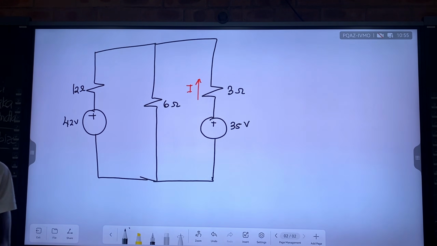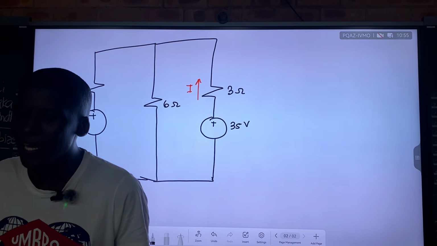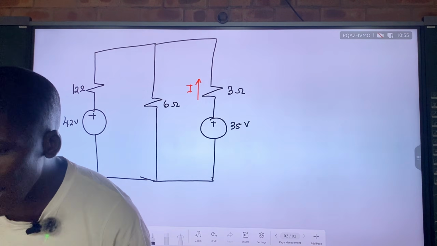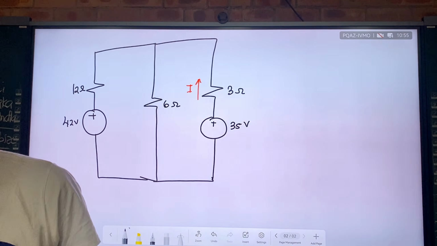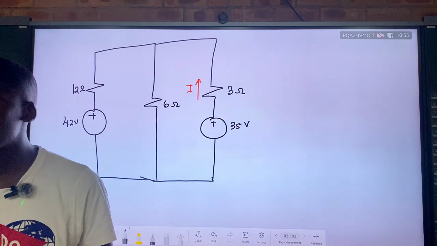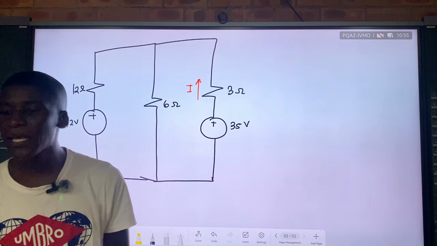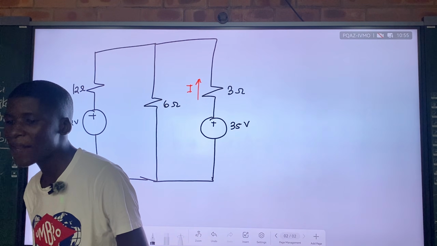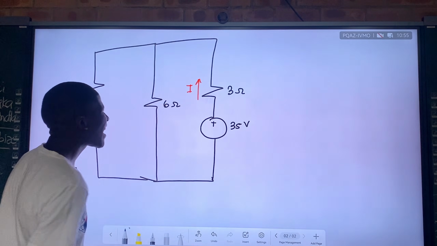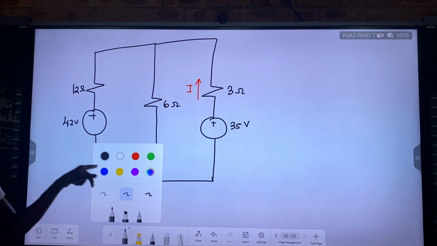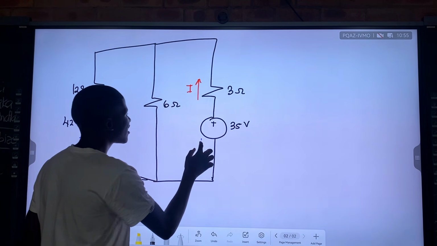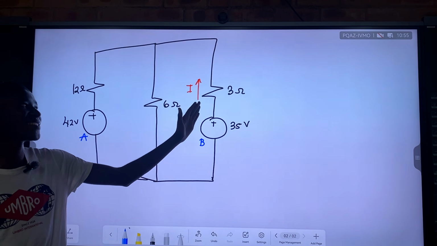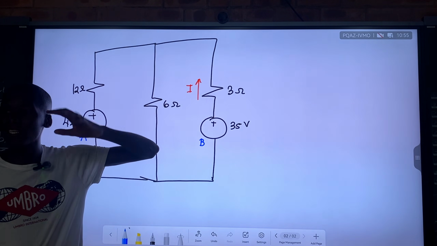Now, the question is, I've already read the statement. The statement is just what I've drawn in the circuit. It says determine the current I supplied by battery B, and then calculate the power dissipated by the battery. Determine the current I supplied by battery B. Let's understand this is battery A, this is battery B. So we say battery B is the one that is supplying the current to the 3 ohms.